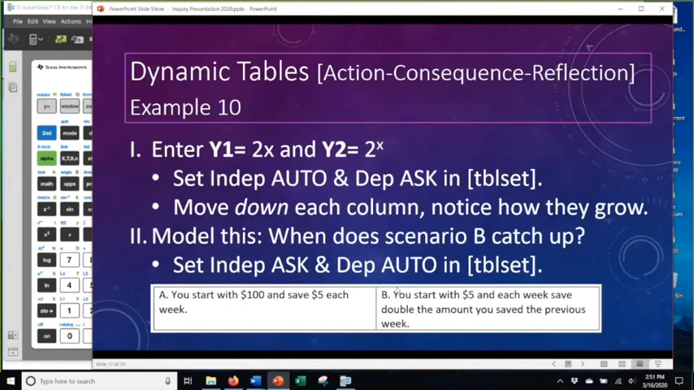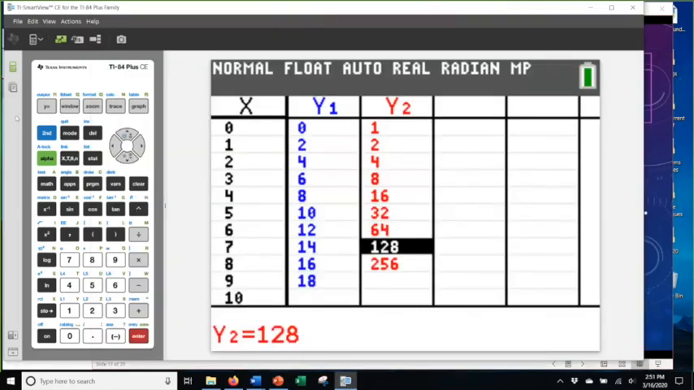So this time the table is going to fill in one row at a time. So we have two scenarios. You start with $100 and save $5 each week, or you start with $5 and each week save double the amount that you saved the previous week.